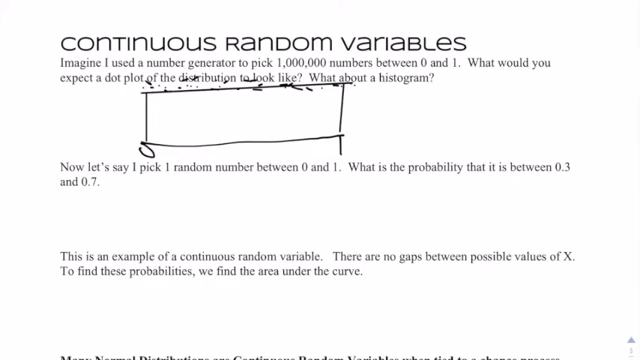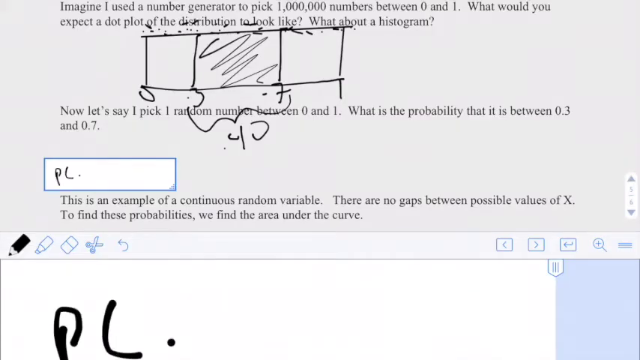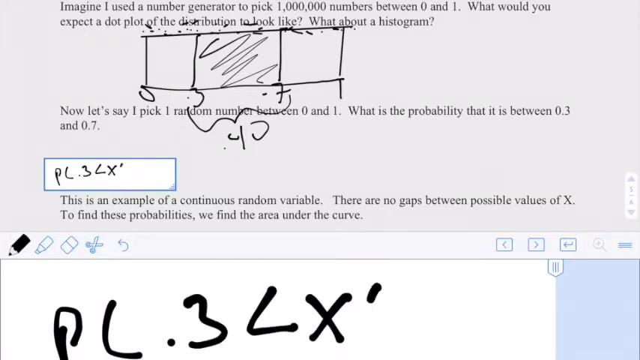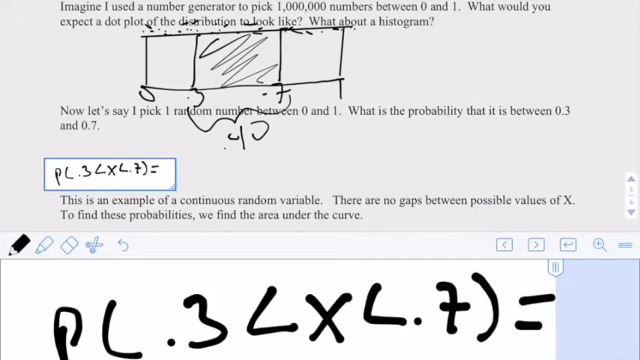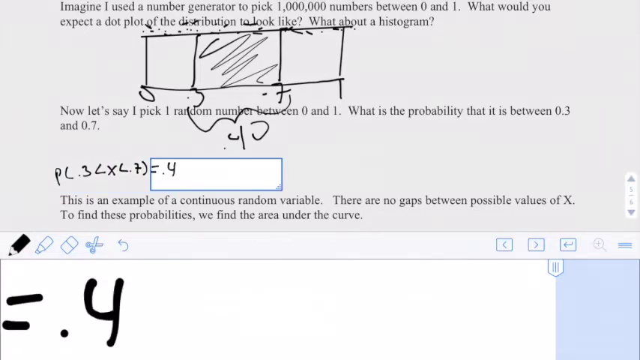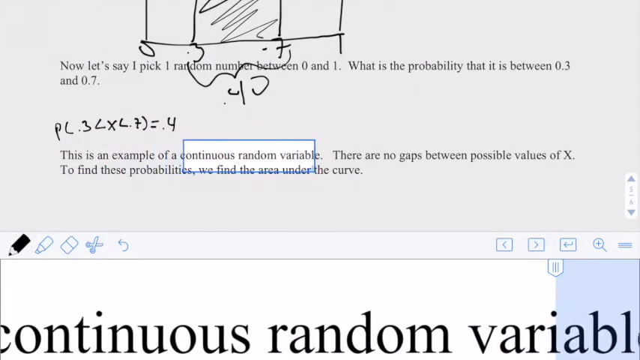So now let's say I pick one random number between 0 and 1. What's the probability that it is between 0.3 and 0.7? Well, here's 0.3 and here's 0.7. Well, there's 40%, right? 0.7 minus 0.3. This is 40% of that whole 100%. Probability between 0.3 and 0.7 is 0.4.